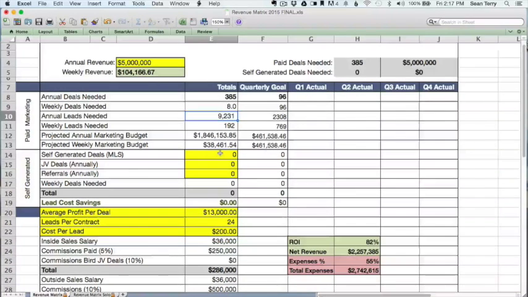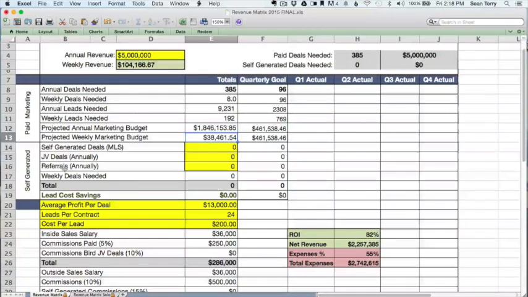So we got to get 9,231 leads a year or 2,308 a quarter. Weekly leads needed, we need 192 weekly leads to be able to hit our goal. Okay. And $38,000 a week in marketing budget. Okay. To be able to hit this number based upon if we only talked about marketing to generate deals.